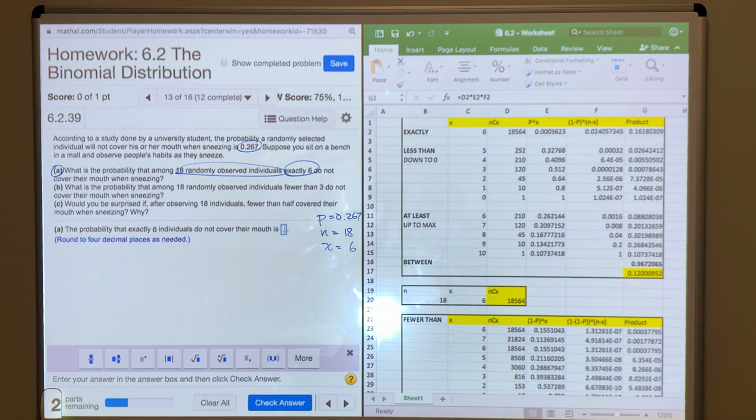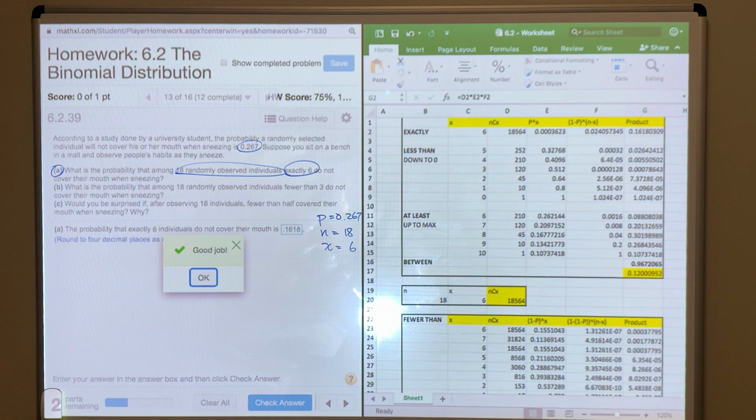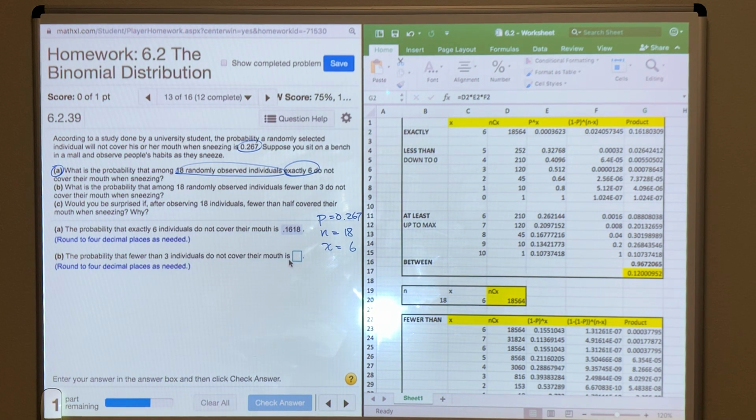Okay, so my probability is 0.1618. All right? This is straightforward. This is just like the very first one that we ever did, starting with our calculations. All right, let's move on.